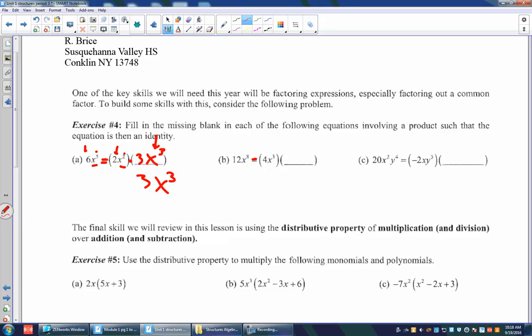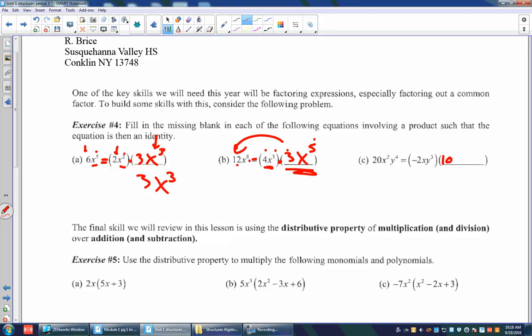It says 4x cubed times what equals 12x to the eighth. Oh, that's 3x to the fifth. Why? Because 3 times 4 is 12, and x to the fifth times x cubed is x to the eighth. You got it? If not, make sure you ask me in class.